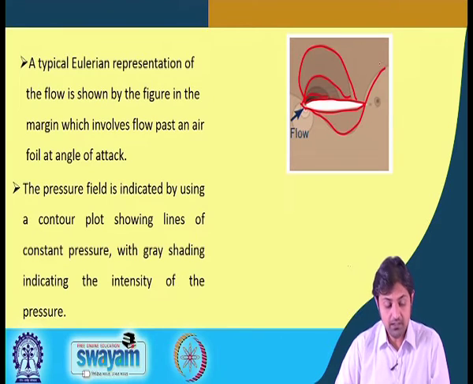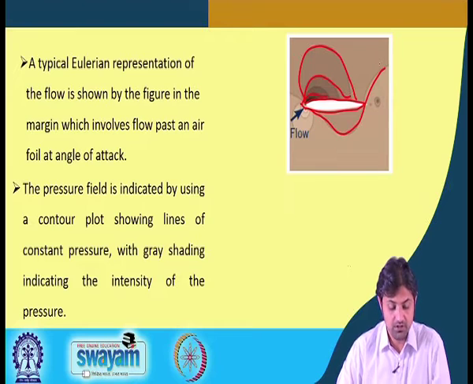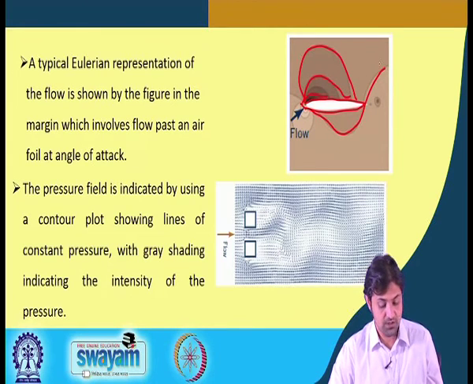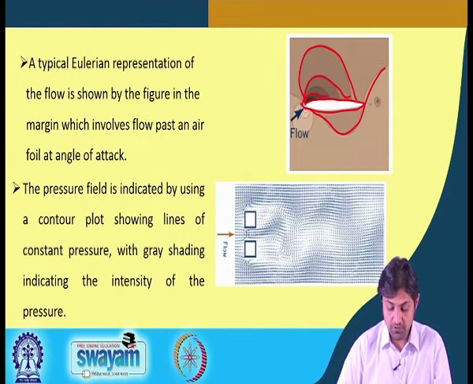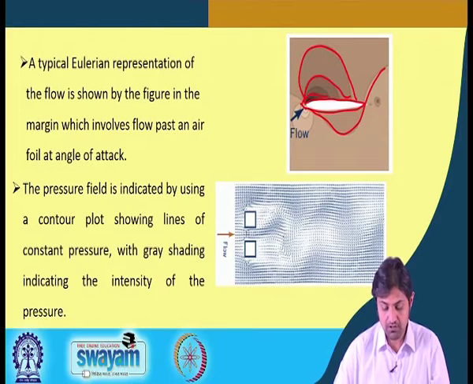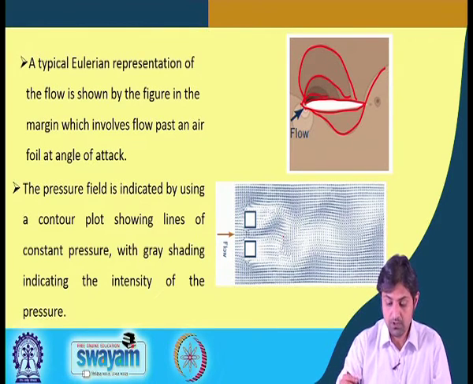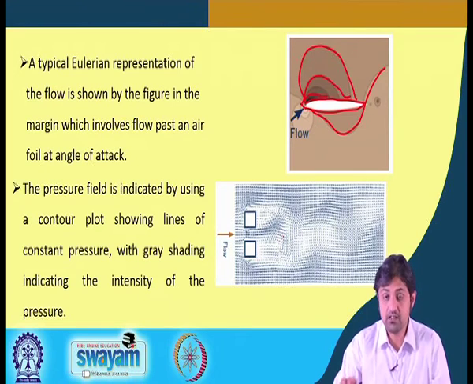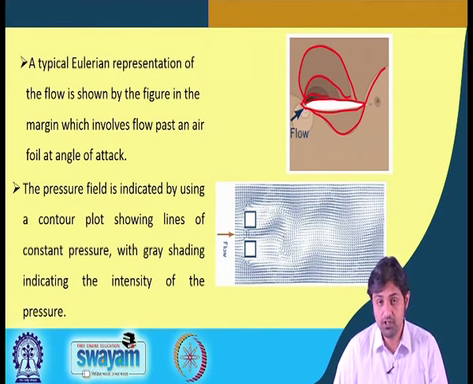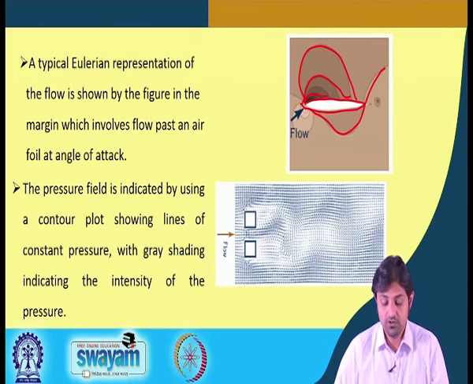The pressure field is indicated by a contour plot showing the lines of constant pressure, with grey shading indicating the intensity of the pressure. So this is the flow and this is the pressure contour. I just want to make it very clear that all these results have been observed and obtained from previous experiments. This is just to show how we describe these Eulerian velocities, for example, or the pressure in this case here.